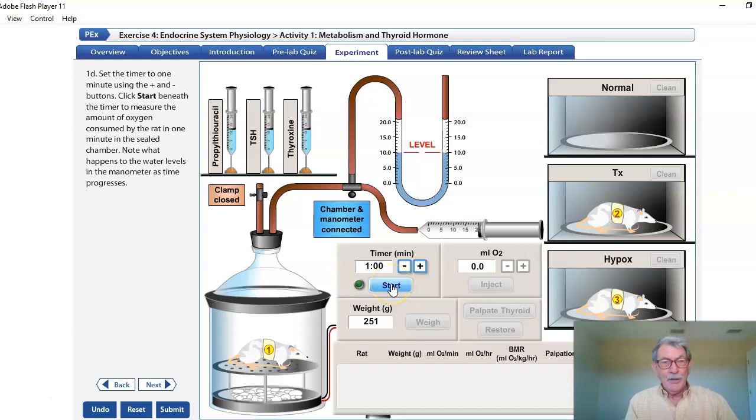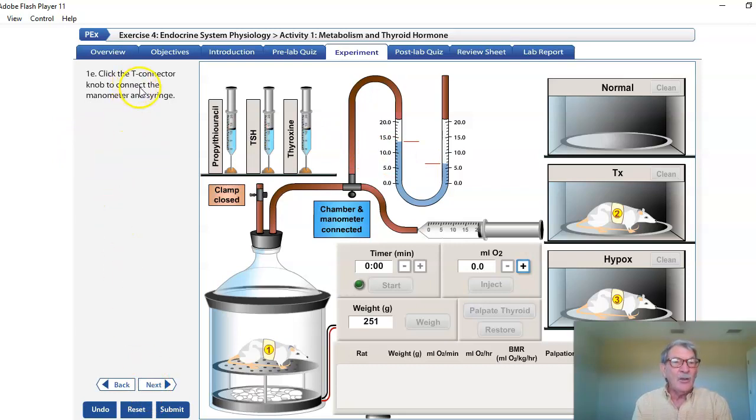Now what's going to happen is this rat is going to breathe the oxygen in there. It's going to create a little bit of a vacuum and pull the fluid in this tube to a different level so that you can see how much oxygen disappeared. So here I'm going to go start. Fortunately, it doesn't do a whole minute, but you can look and see how as he draws the fluid up here, it goes down here. The difference between those two is going to be how much he used. Okay, good. A minute's already gone. Next.